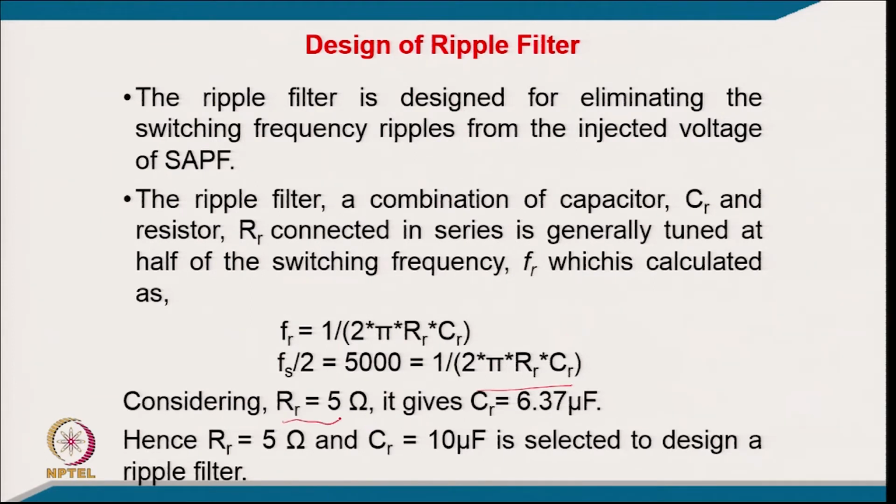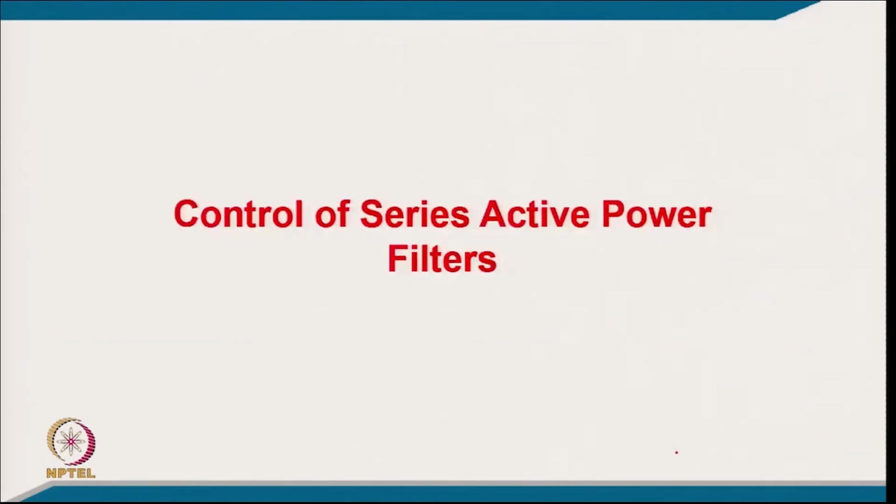So, considering RR equal to 5 ohm, it gives the capacitance 6.67, and we can select RR 5 ohm, and we can select a little higher value, that is CR equal to 10 microfarad, to design the ripple filter. So, that is about the design part of the different components with some guidelines.